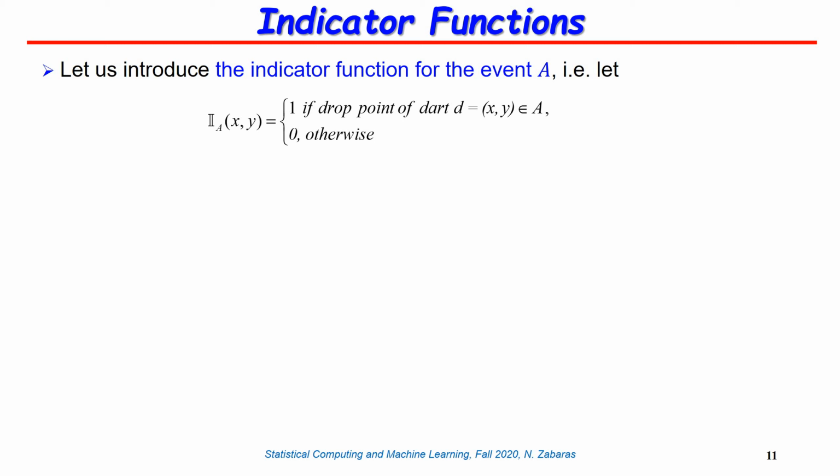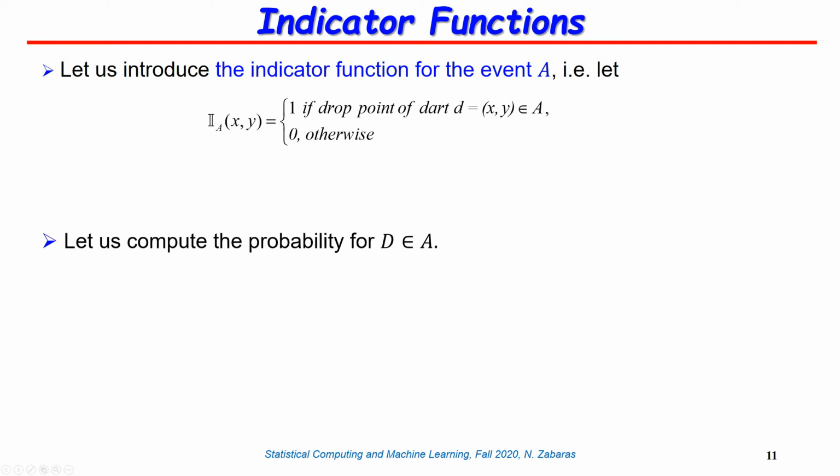The first thing I'm going to do is introduce an indicator function. I remind you what an indicator function is. In this case, my indicator function takes as arguments x and y, the location where the dart is going to land in the square, and there is a subscript A. If x and y are inside A, the indicator function is 1, otherwise the indicator function is equal to 0.